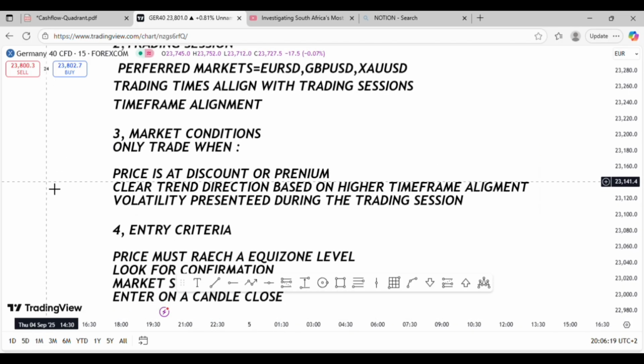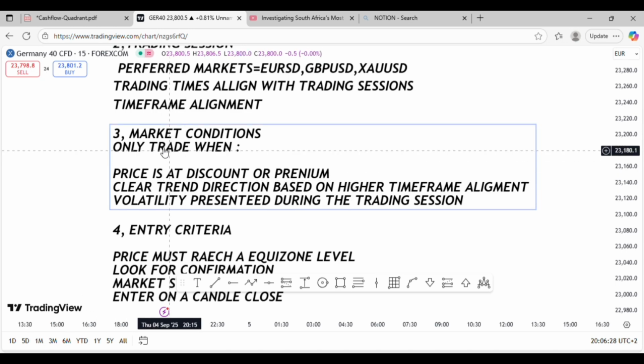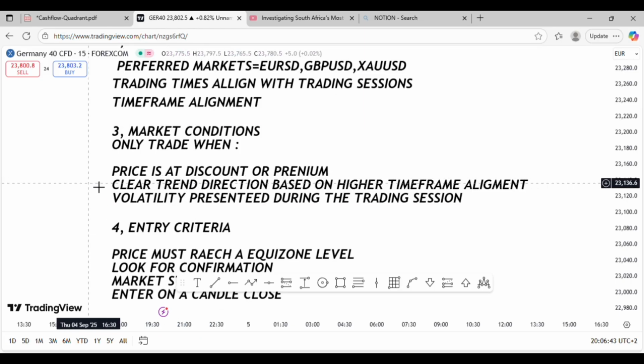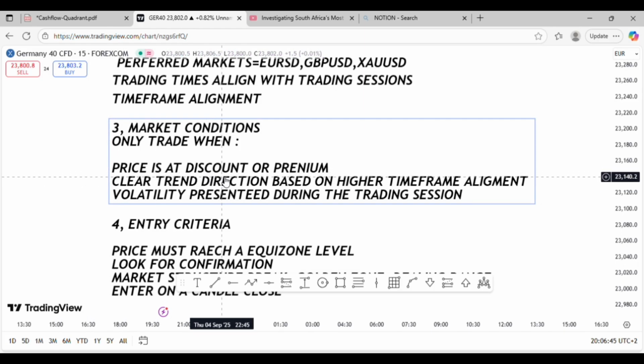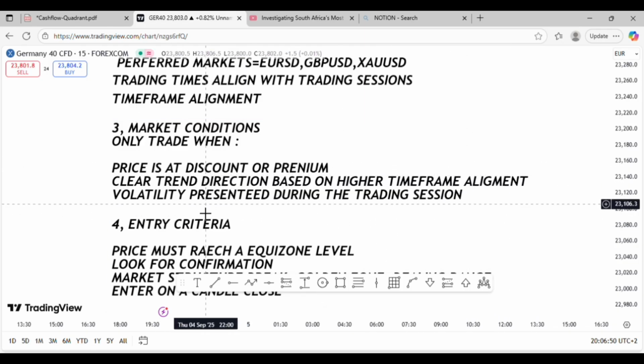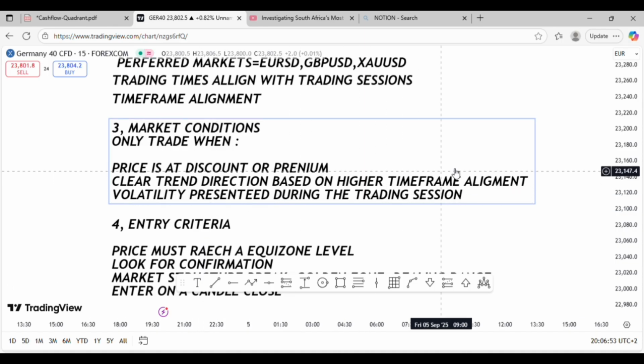Market conditions are simply us knowing if the market is trending to the top or to the downside, if it's ranging, if it has low volatility. We only trade when price is at discount for buys, and you only sell when price is at premium. You never sell price at a discount. That's not normal. And then look for a clear direction based on the higher time frame alignment and volatility presented during the trading sessions.